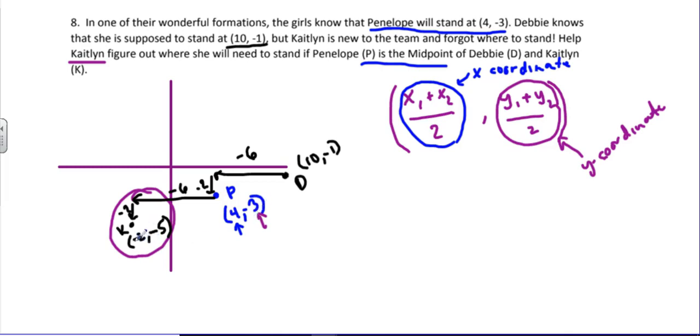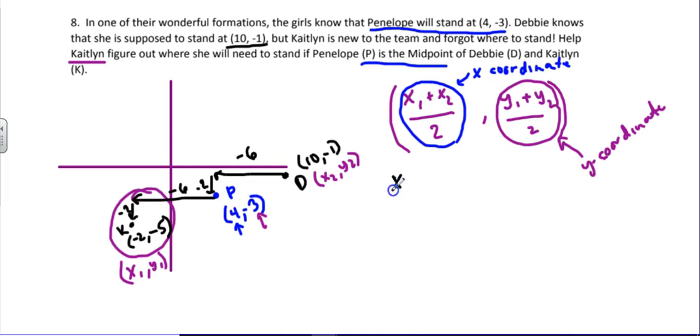What we needed to find was one of the other endpoints. So we needed to find x sub 1, y sub 1. We have x sub 2, y sub 2, and we have what the midpoint x-coordinate is and the midpoint y-coordinate is. So we can use our formula to substitute what we know and then solve for what we don't know.